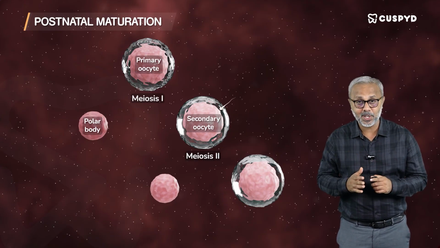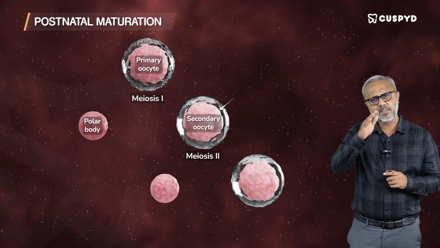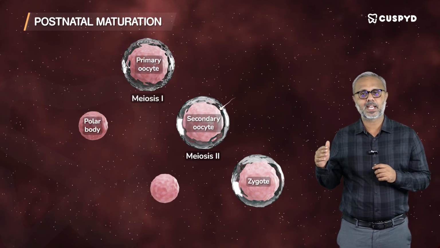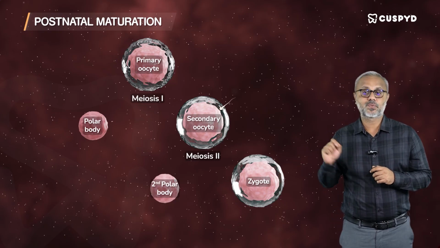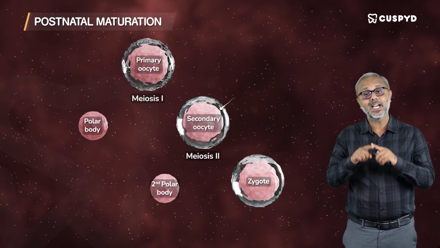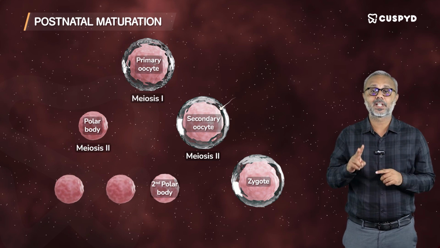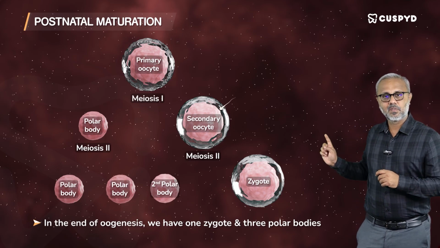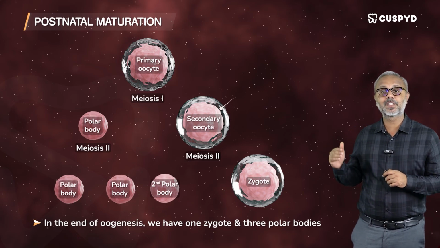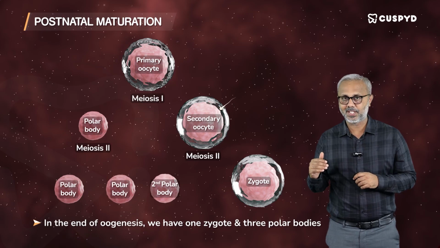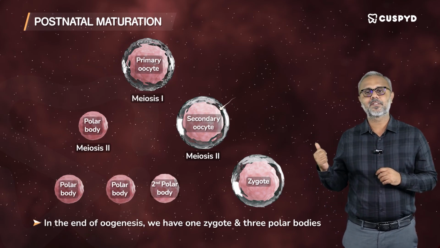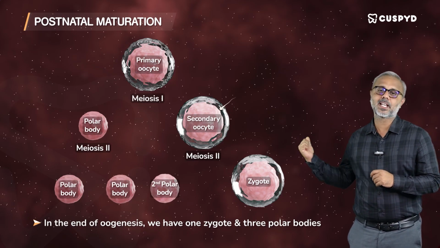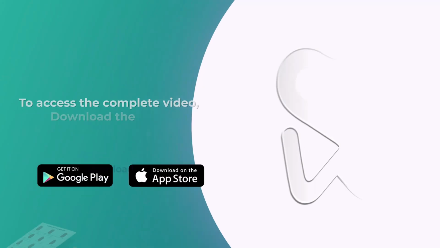So, what happens in the second meiotic division? The secondary oocyte will further undergo division, giving rise to your zygote, and then we have the second polar body. The polar body, which is formed during the completion of the first meiotic division, undergoes further meiotic division, giving rise to two polar bodies. So, at the end of oogenesis, we have one zygote, right? That is after the completion of fertilization, right? Once the spermatozoa enters, we have the fertilized zygote and three polar bodies. Even this has been asked in your entrance exam, okay?